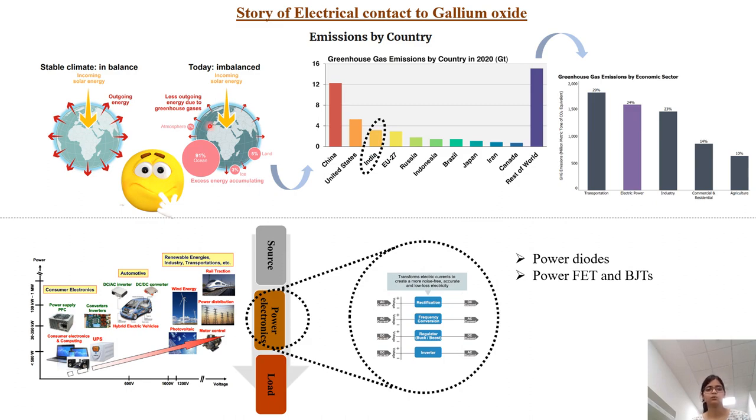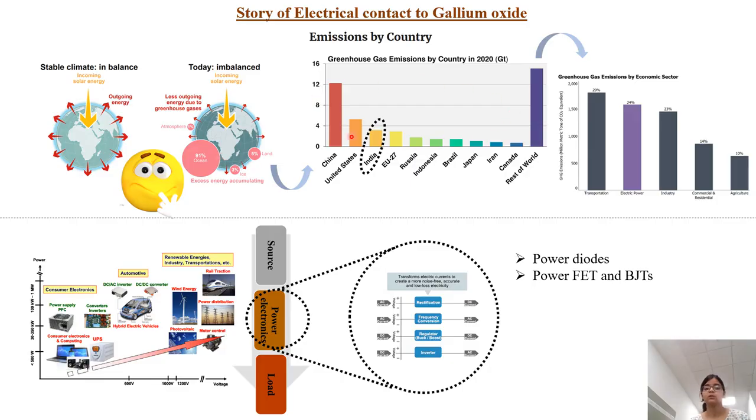Today I will tell you the story of electrical contact to gallium oxide. As we all know, today there is a huge imbalance between incoming and outgoing solar energy, which is a major cause of global warming, and this global warming is governed by emission of various greenhouse gases by human activities.